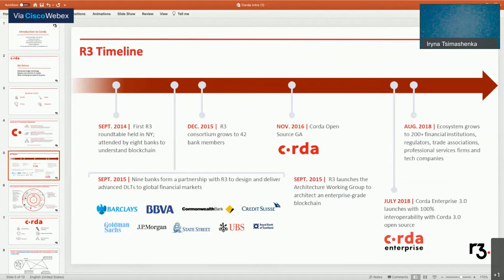If you fast forward to November 2016, when we first open sourced Corda, and jump a couple of months ahead to the beginning of 2017, we made a very important decision for the firm that we were going to pivot away from the consortium and become a platform company and focus on building enterprise software. When I say enterprise, it's compatible with the open source core with additional benefits such as tooling to help enterprises deploy and manage DLT.